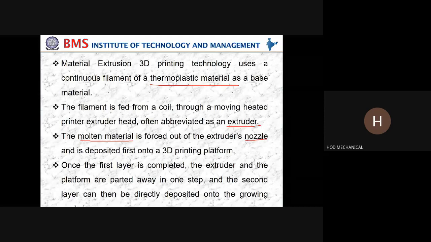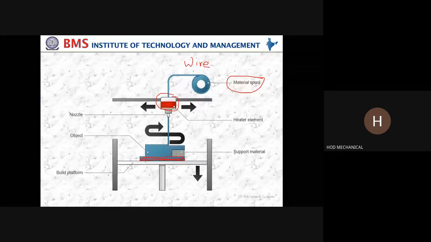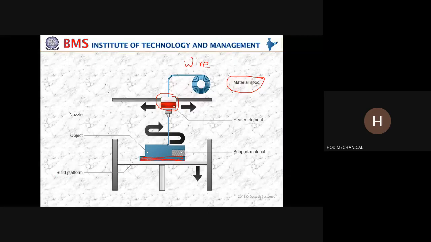Once the first layer is completed, the extruder and the platform are parted away in one step, and the second layer can then be directly deposited onto the growing workpiece. What it means is, for the first layer there should be a support. That is called your build platform. On this you have built one particular layer, and that has become solidified. Once it has solidified, further building occurs on the first layer. Like that you just go on.